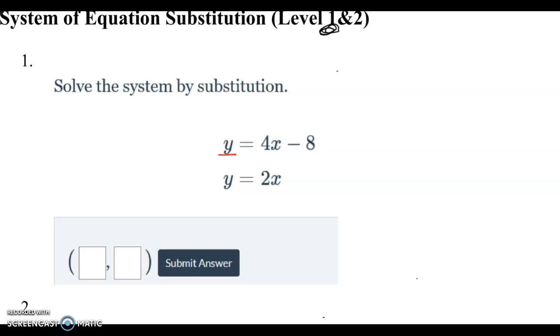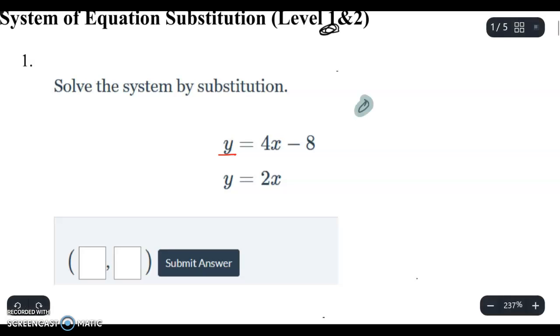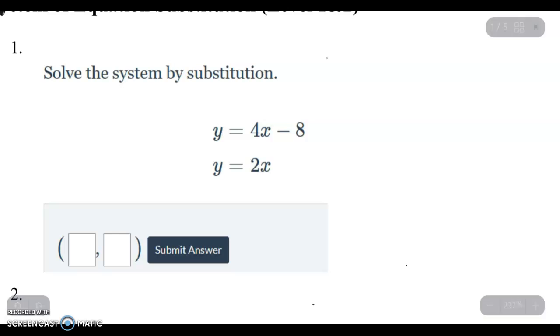Ware's videos. And today we're looking at how to solve a system of equations using the substitution method. Okay, so let's begin. So this is what we have here. We have y is equal to 4x minus 8, and y is also equal to 2x. So since y is equal to both of these, each one of these are equal to each other. So to solve this, all you have to do is set them equal to each other.